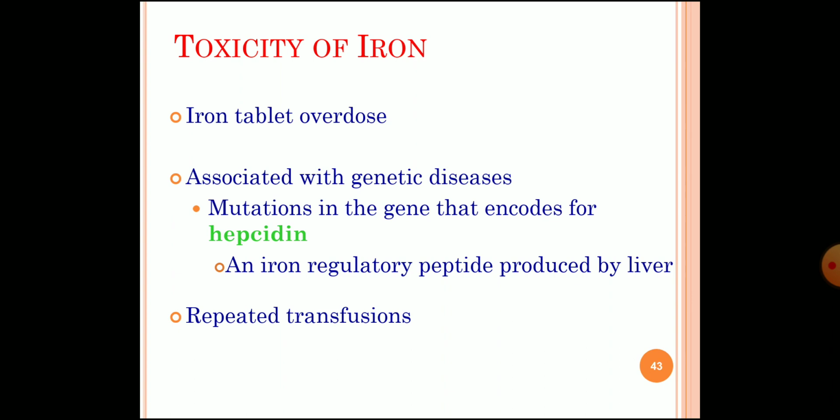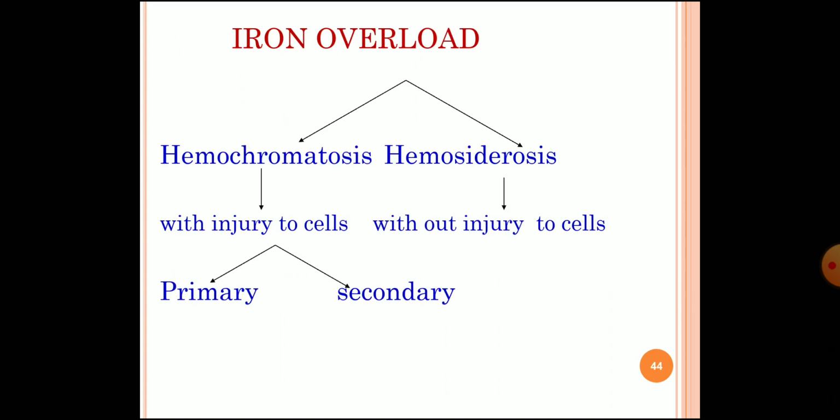Then there is the condition of repeated blood transfusion, that is usually seen in hemophilia persons and thalassemia patients. They require treatment, and the treatment is mainly repeated blood transfusion. So if they are doing repeated blood transfusion, sometimes they may go for iron toxicity.